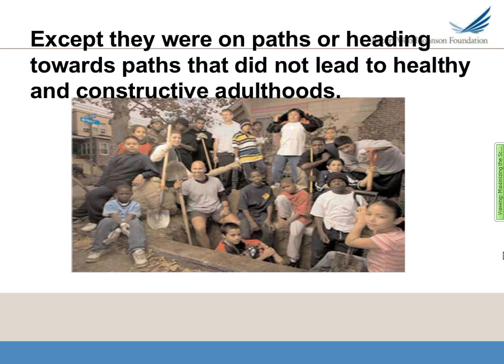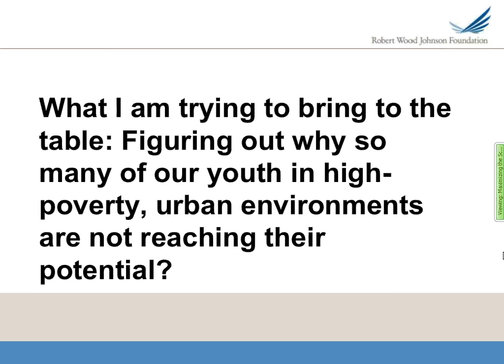And these kids were, in so many ways, like me as an adolescent and as a child. They have the same types of aspirations for healthy and constructive adulthood. Unfortunately, Camden is filled with many challenges that most of you probably are aware of, and the path these kids were on was not leading them to healthy and constructive adulthood. And I got really interested in trying to figure out, why are these kids going off the tracks?